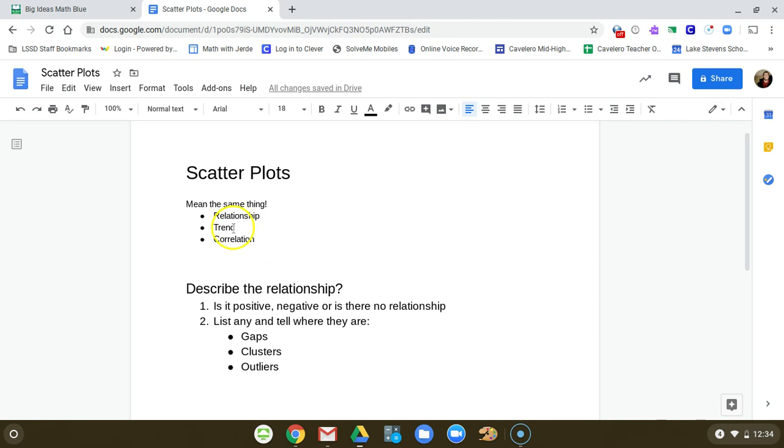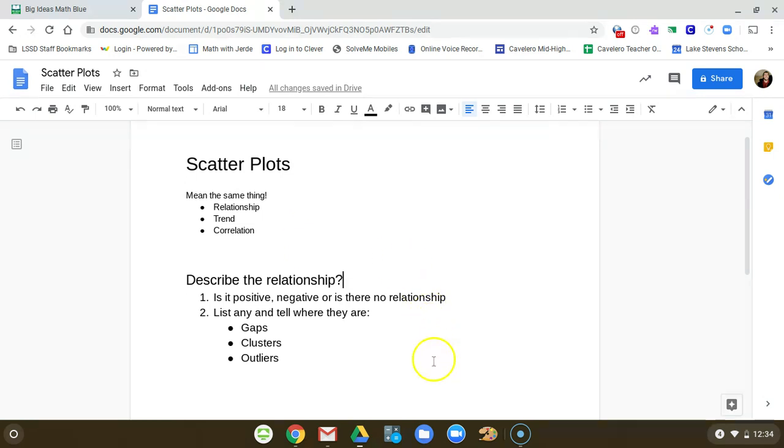Remember, relationship, trend, and correlation are all really similar things. You're just saying the same thing. Describing the relationship, tell if it's positive, negative, or no relationship, and then talk about the gaps, clusters, and outliers. Tell where they are. List the coordinate pairs. You guys got this.